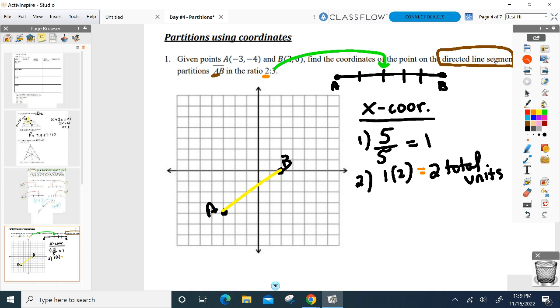I'm going 2 units, but from where? Where do I go 2 units from? My starting point, which was A, and what's the x-coordinate for A? So from -3, you have to go 2 total units in the positive direction, and where do I end up on the x-axis? -1. So there's at least the x-coordinate.